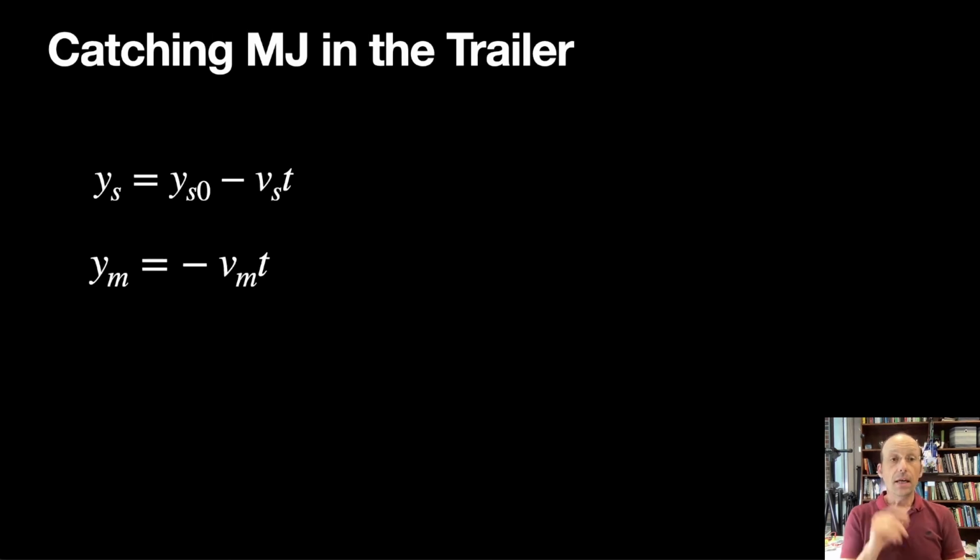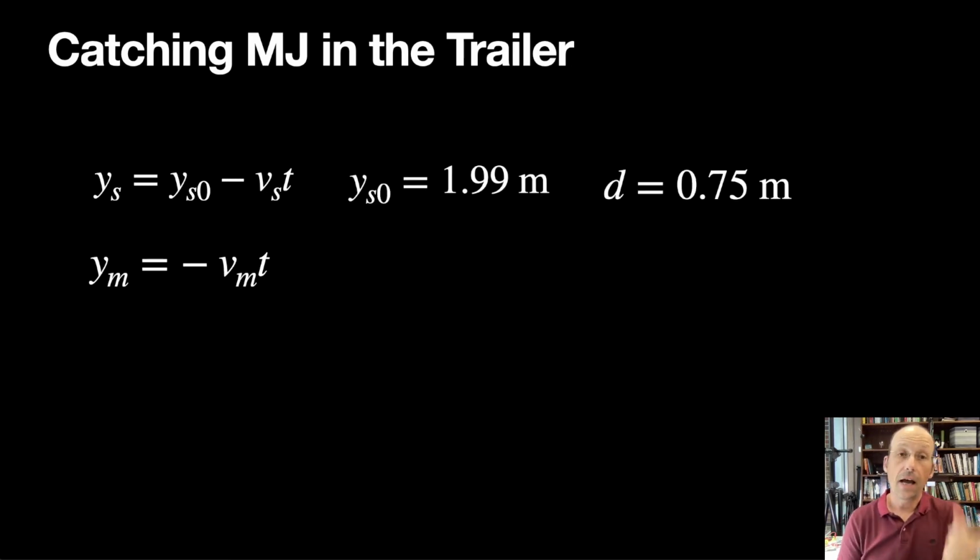Okay, so here are the two equations of motion for both Spider-Man and MJ. I'm going to start off Spider-Man at, I just roughly got this from the video, 1.99 meters above him. Again, that's just looking at where they start at time t equals 0. Now, if he could get around, I'm going to guess, 0.75 meters away, center to center distance, then he could grab her hand and catch her.